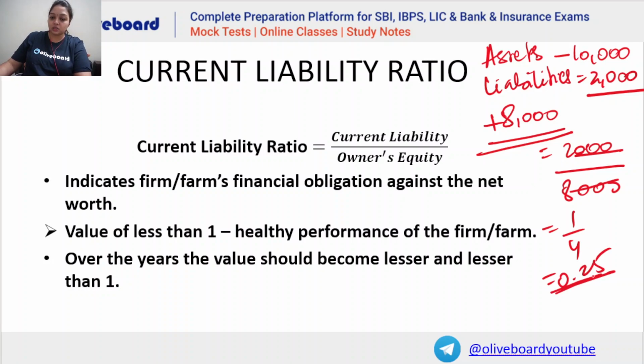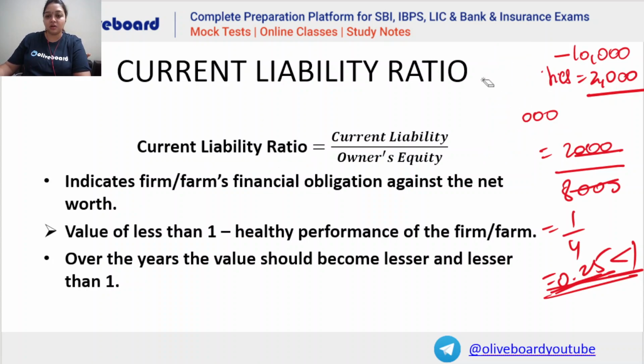Can you see here it is less than 1? So, whenever current liability ratio is less than 1, it is a good sign. Because we are talking about debts, we are talking about loans, we are talking about money that the company has to repay to others, right? So, as much as possible, if it is less than 1, it is very, very good. And as and when the company grows, the current liability ratio should become lesser and lesser than 1. If it is negative, it is even more beneficial, right? Negative means there is no liabilities, everything is assets, that is the meaning.